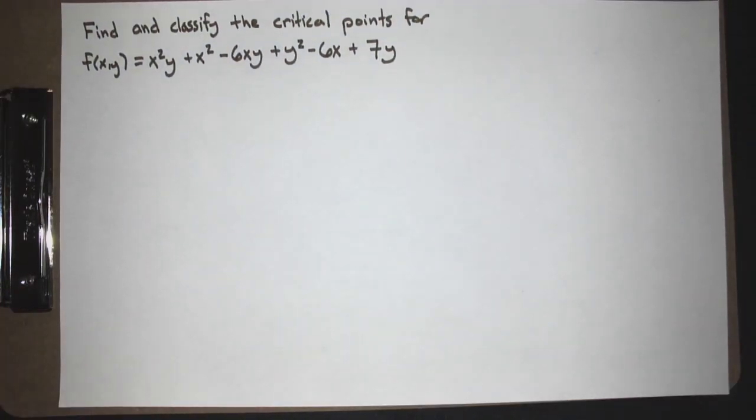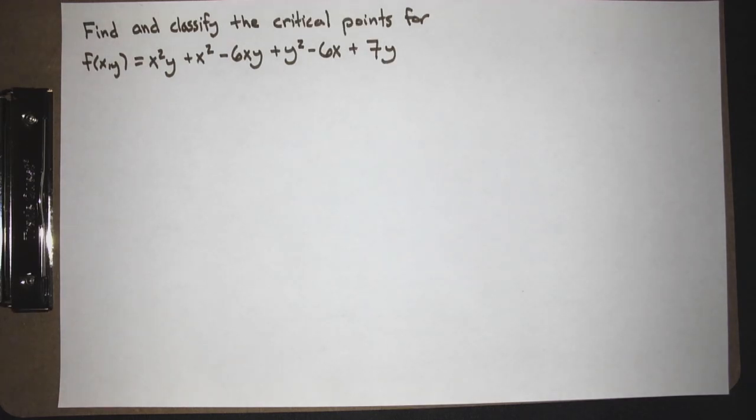All right. Find and classify the critical points for the function f of x,y equals x squared y plus x squared minus 6xy plus y squared minus 6x plus 7y. Nice, simple function. It's the kind of function you'll see all the time, and all these problems are going to be very familiar. We're always going to give you a function of two variables. Why would we give you functions of two variables? Can't we do this for three variables?